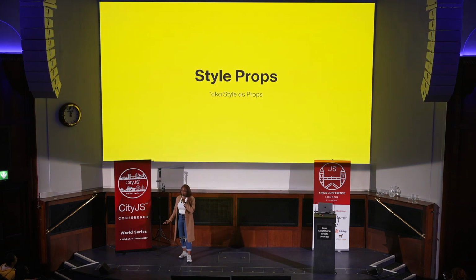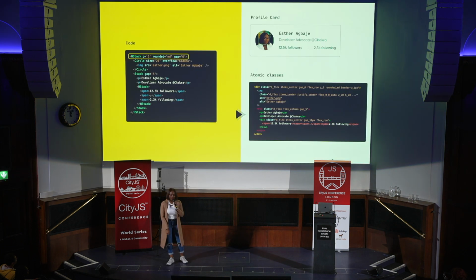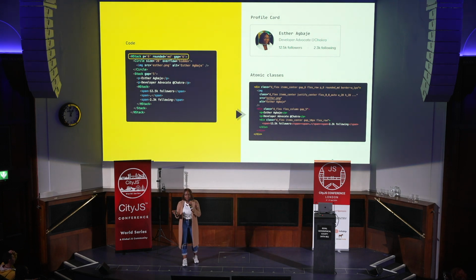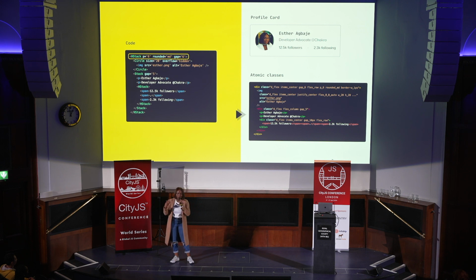Now, style props in Panda CSS are a way to write styles by passing props to your components. And here is the profile card that we saw earlier using patterns. We're able to create this profile card using components. So I'm using an H-stack component. And if you're wondering, yes, all the patterns in Panda CSS also have their equivalent components.